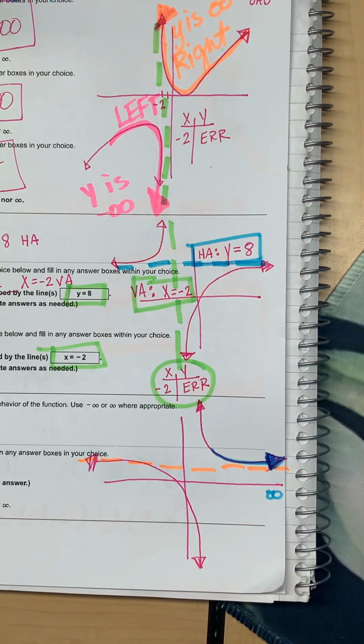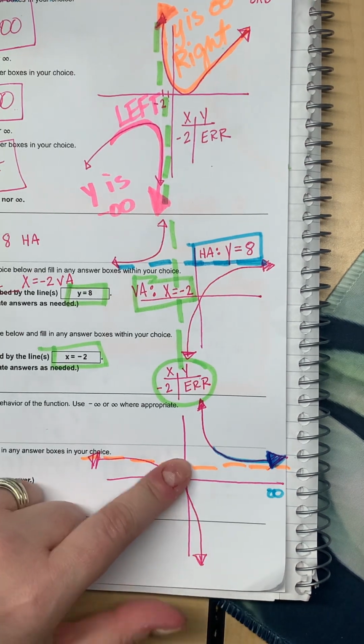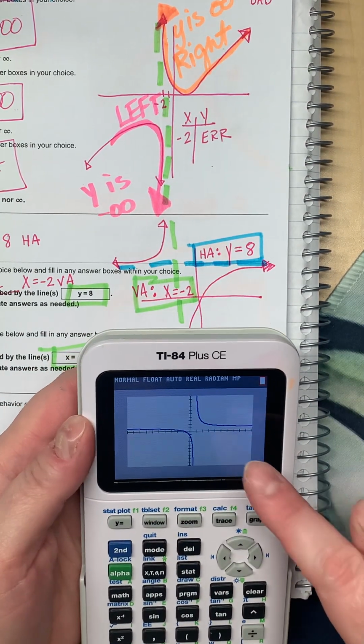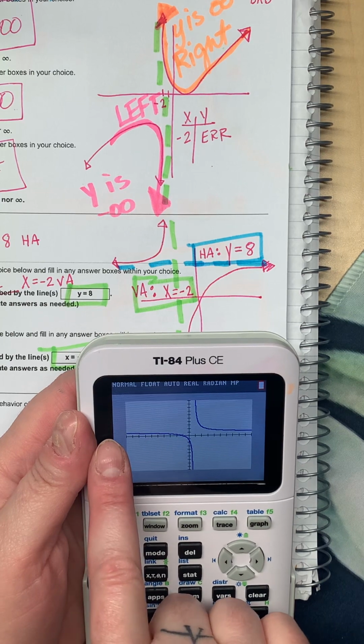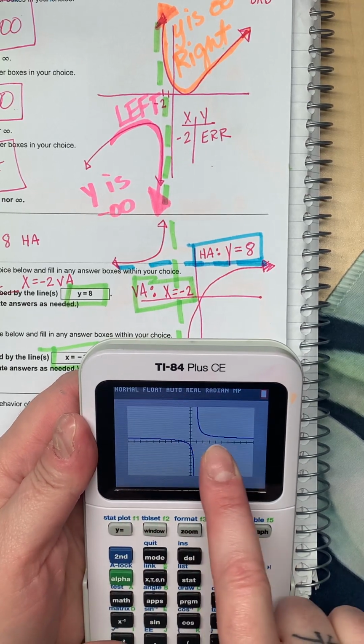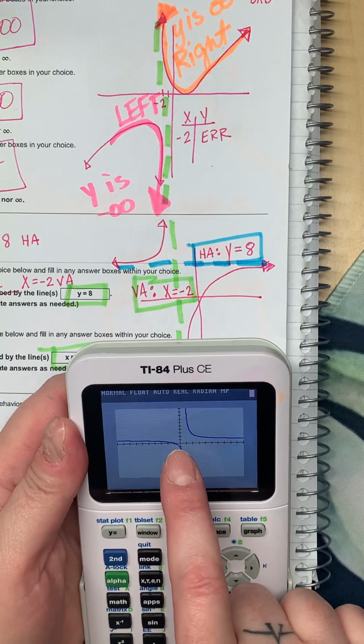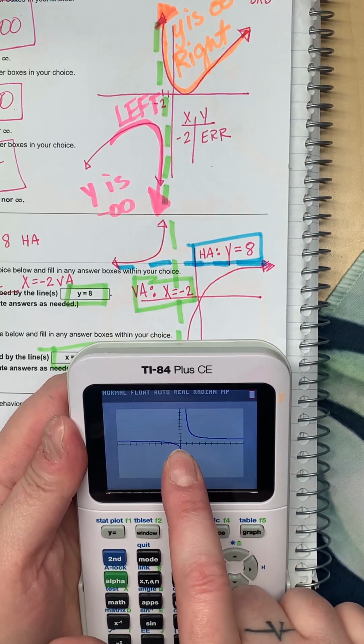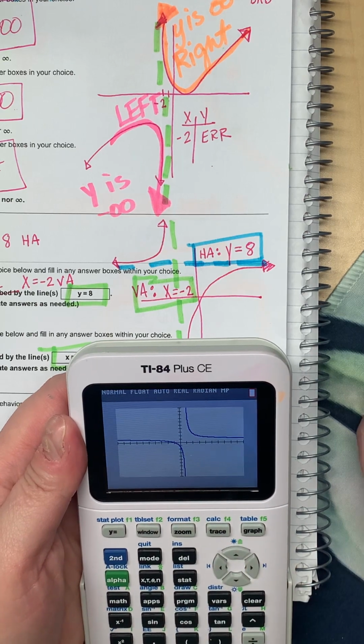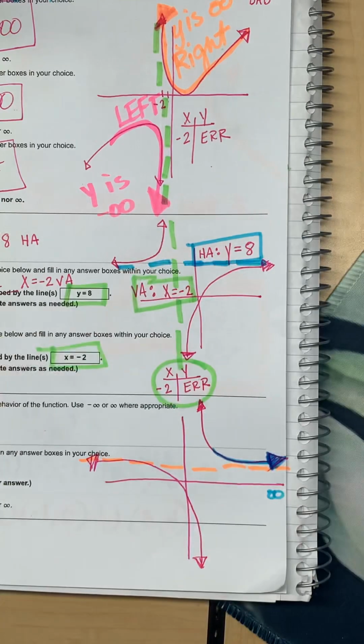So you can't really tell. My hand-drawn picture is poopy, but my calculator picture is awesome. It looks like there's a side-to-side asymptote in between those two. And it looks like it might be at one, like one up. Okay, but we don't know for sure.